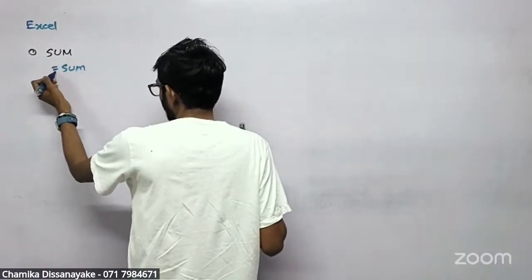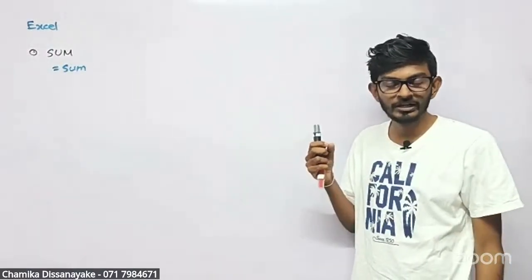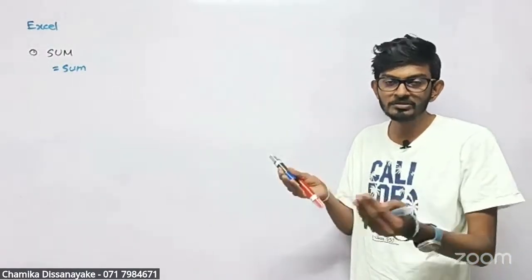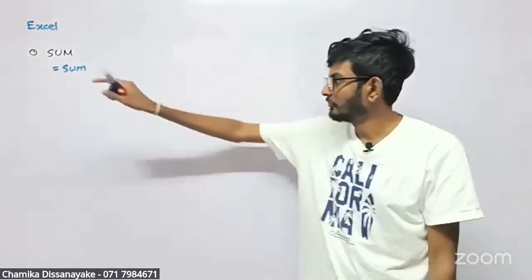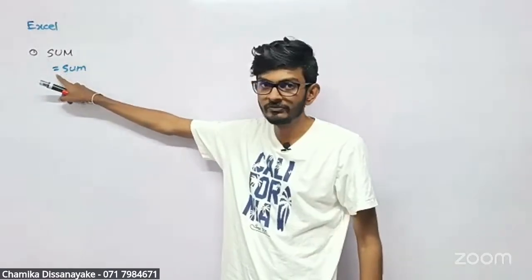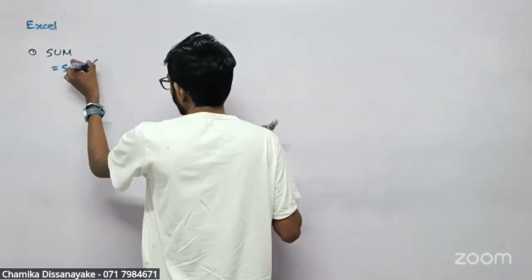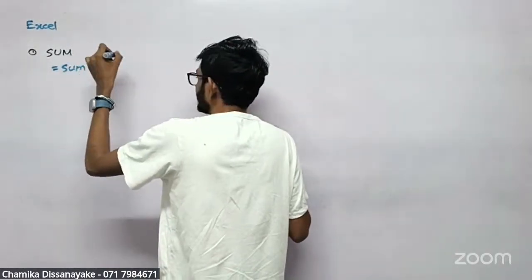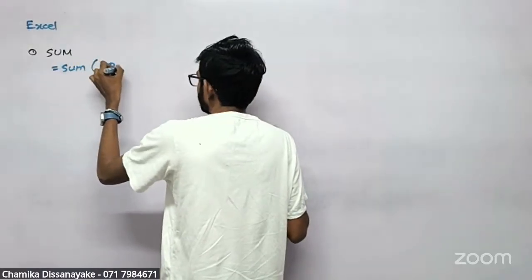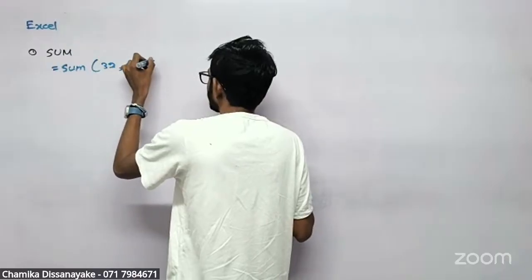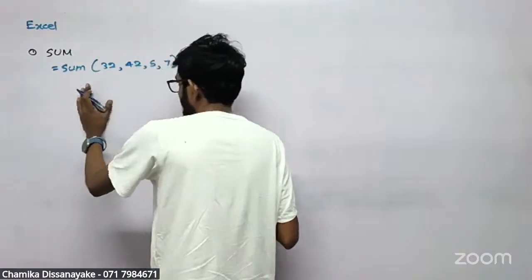We need to put equal because this is a function. I told you for functions and formulas, we need to get an answer. So if we need to get an answer from the formula, we need to put an equal mark in the front. It is essential. SUM, and then we can put the numbers. We can put numbers 32, 42, 5, 7. Likewise, we can give numbers, guys.